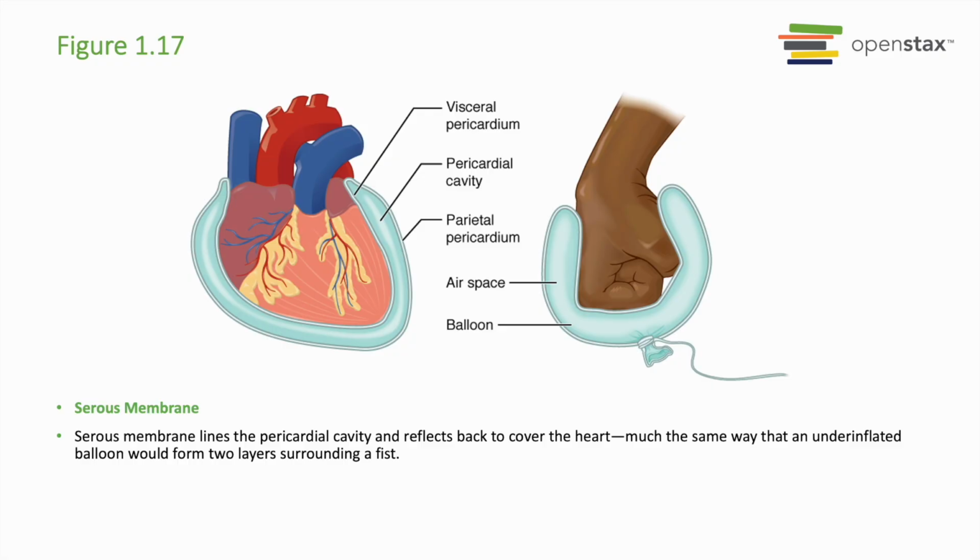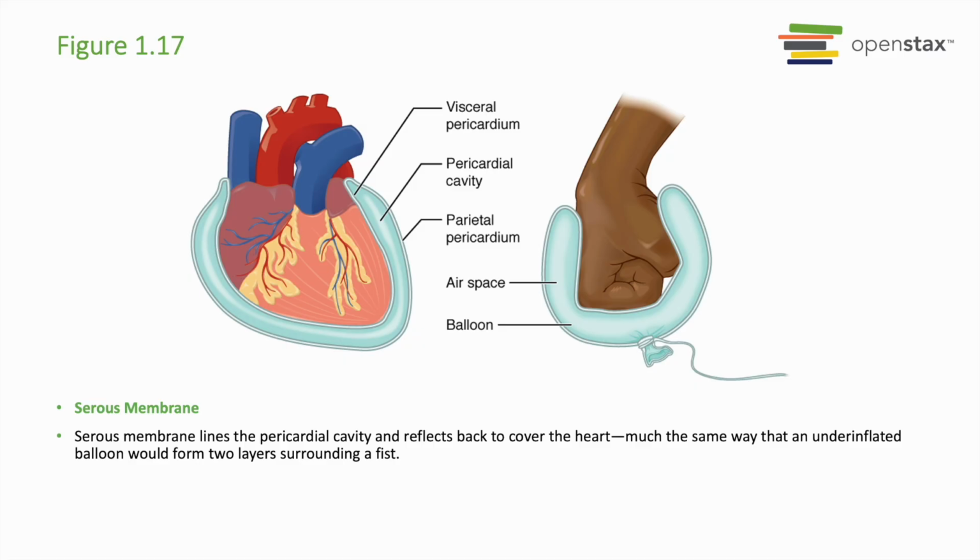Figure 117. Serous membrane lines the pericardial cavity and reflects back to cover the heart, much the same way that an underinflated balloon would form 2 layers surrounding a fist. This diagram shows the pericardium on the left next to an analogy of a hand punching a balloon on the right. The pericardium is a 2-layered sac that surrounds the entire heart, except where the blood vessels emerge on the heart's superior side.